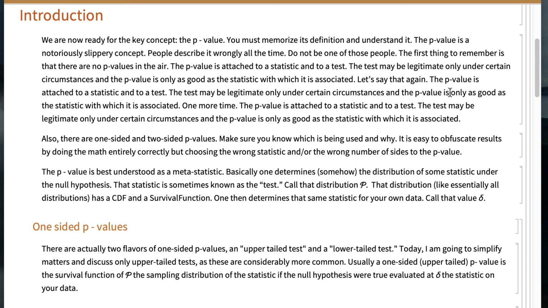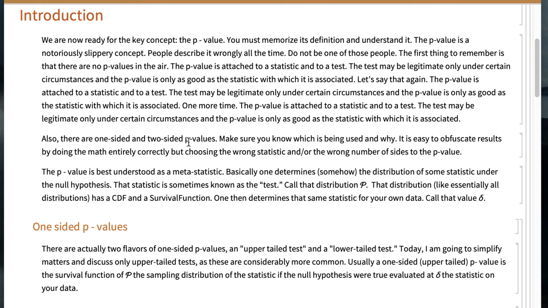I'm going to say that again. The p-value is attached to a statistic and to a test. The test may be legitimate under only certain circumstances, and the p-value is only as good as the statistic with which it is associated. Let it sink in.